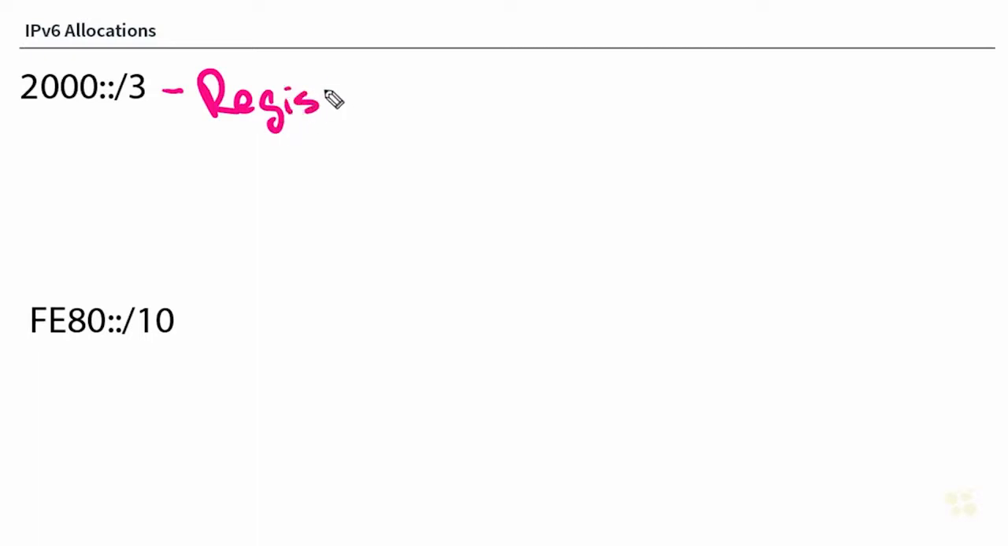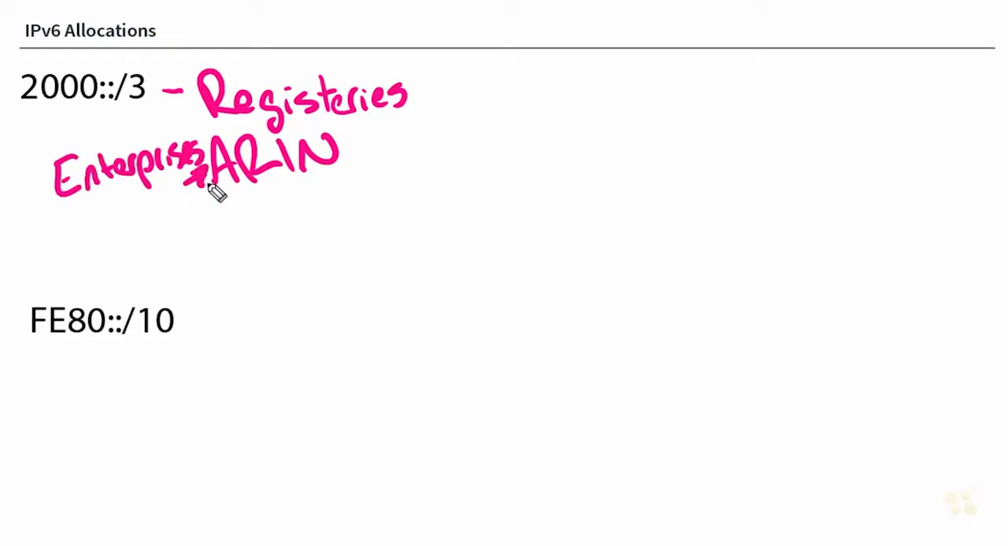Now, this is different for pretty much every continent. In the United States, we have ARIN. The cool thing about IPv6, though, is we have so many IPv6 addresses that enterprises can register with ARIN to receive a block of IPv6 addresses. And why does this matter? Well, here's your enterprise right here, right?